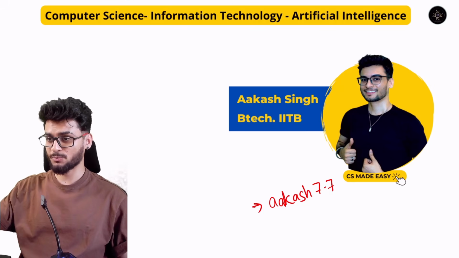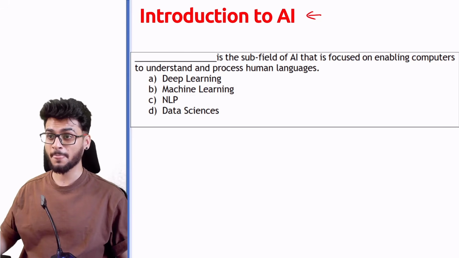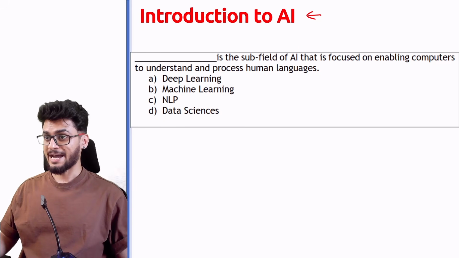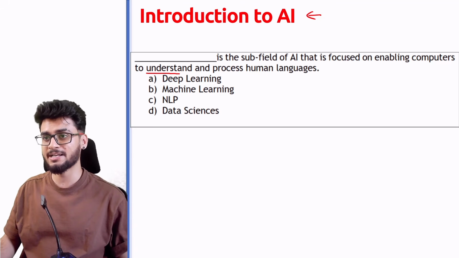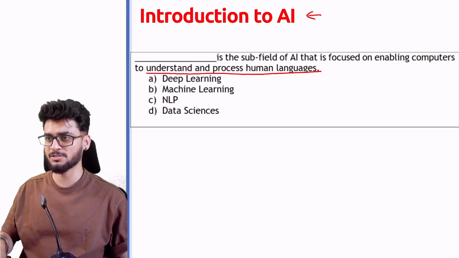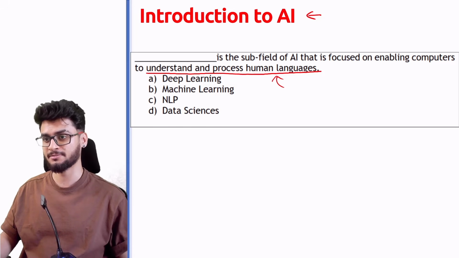Okay, so let's begin with the session by talking about the first chapter. जो first question है आपका Introduction to AI में से है. Dash is the subfield of AI that is focused on enabling computers to understand and process human languages. Always underline the main keywords so that it becomes easier for you. So human languages process करने के लिए हम लोग natural language processing use करते हैं, also known as NLP.